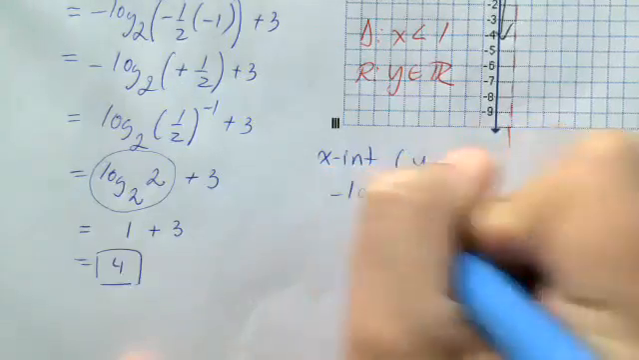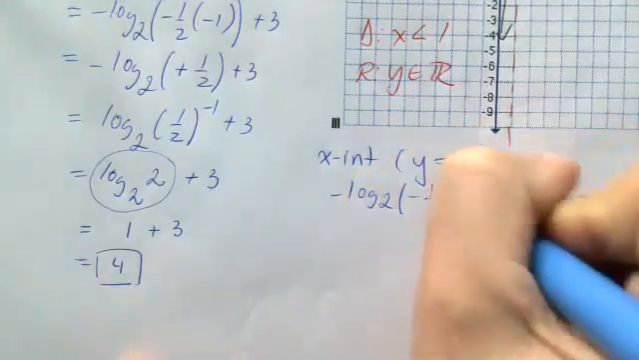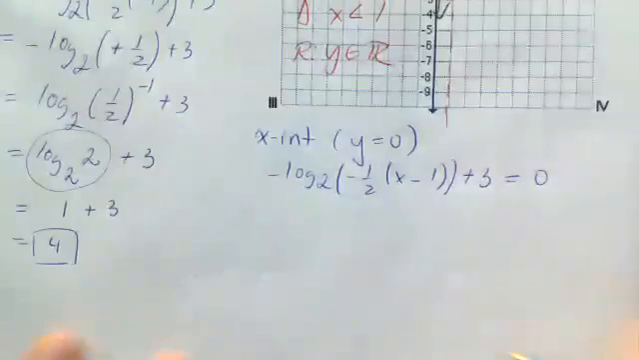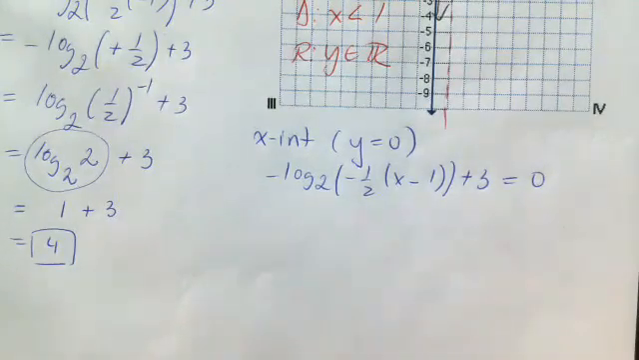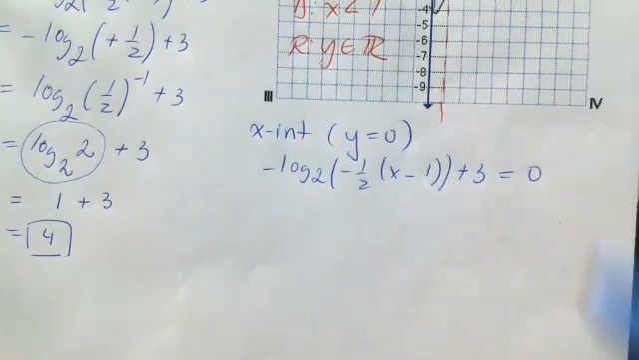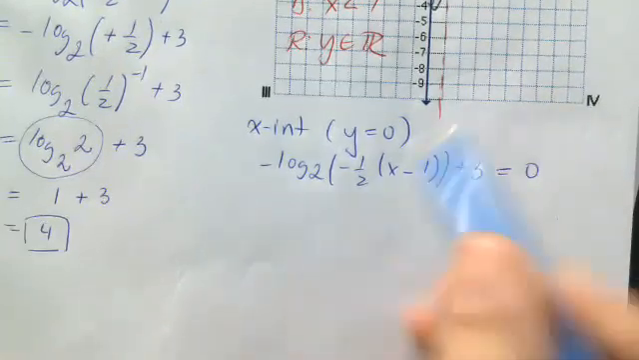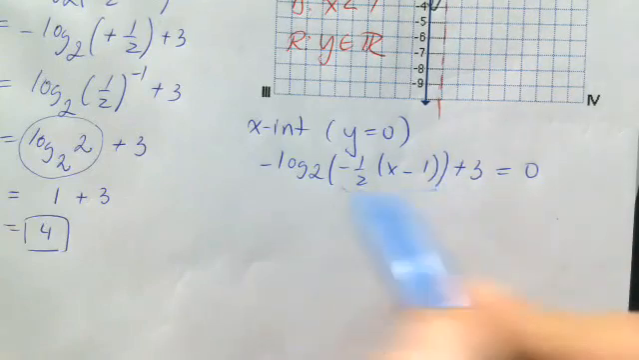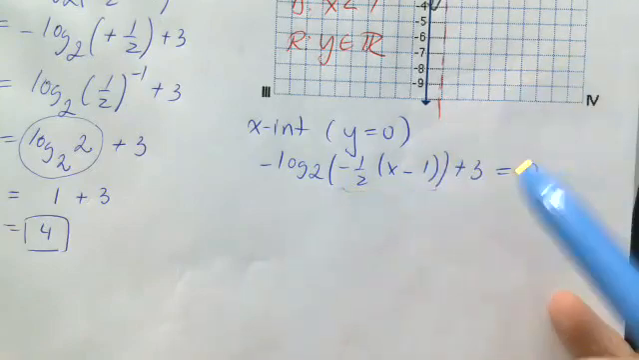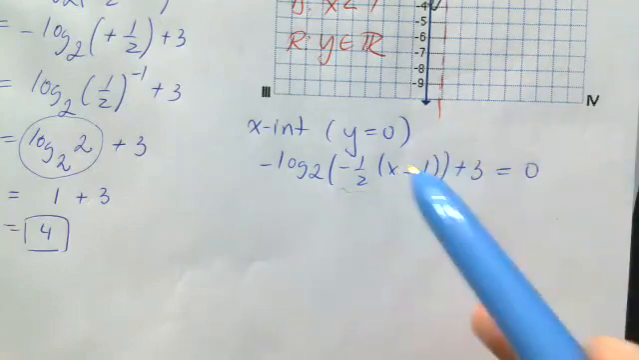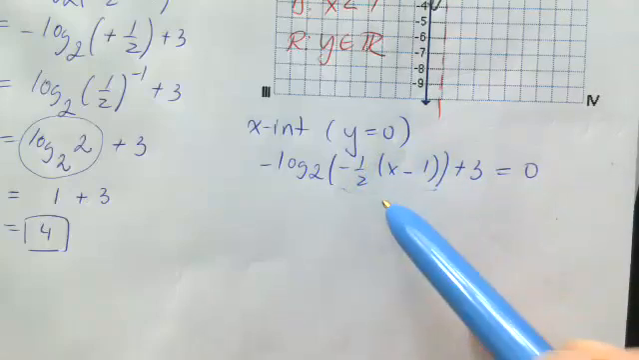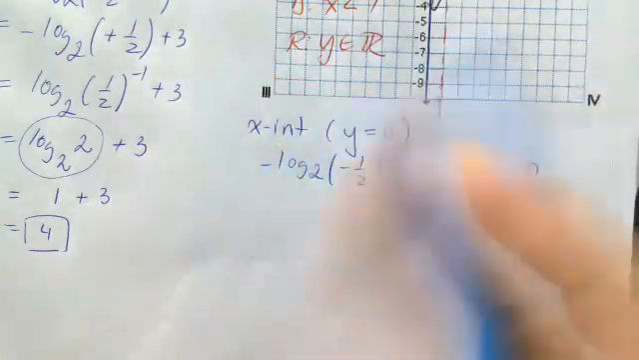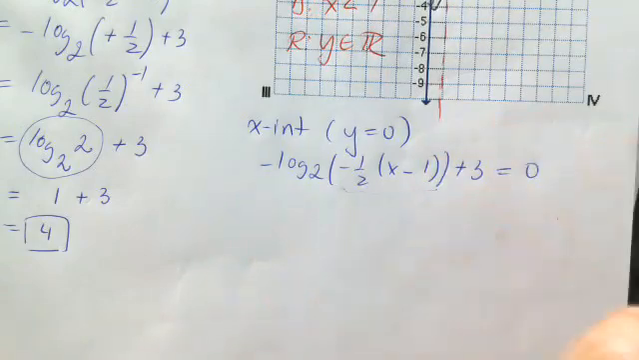So negative log in base 2 of negative 1/2 x minus 1, plus 3 equals 0. We have to solve this logarithmic equation. So my goal is to clean up here. This standard form, I don't need it. I only needed it for transformation. And then I'm going to move the 3 to the other side, and try to get to a point where I can go from logarithmic form to exponential form. So one log on the left, clean with no negative in front of it. So just a simple log with an expression under it equals a number.